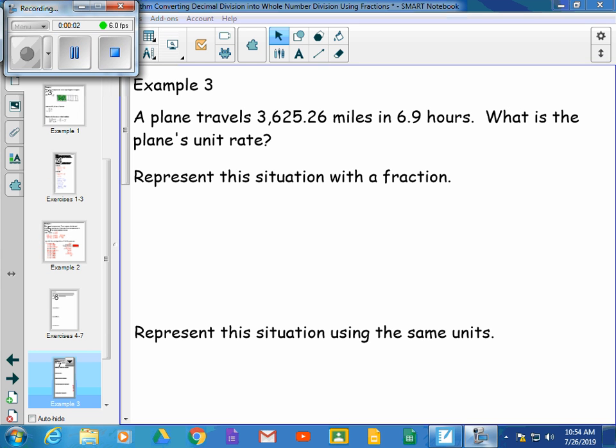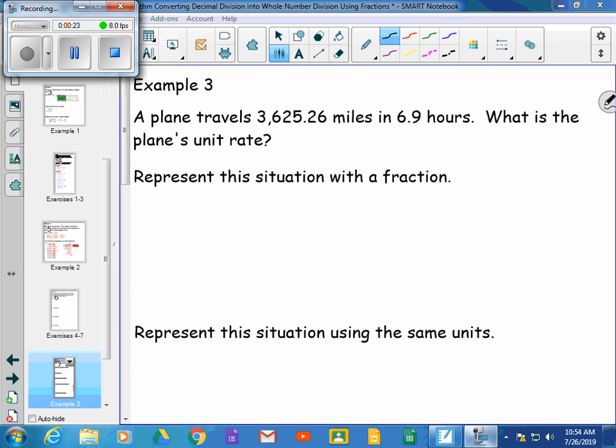Let's go to example number 3. It's a word problem. A plane travels 3,625.26 miles in 6.9 hours. What is the plane's unit rate? Now, in that word problem, it does not tell us whether we're multiplying or dividing.